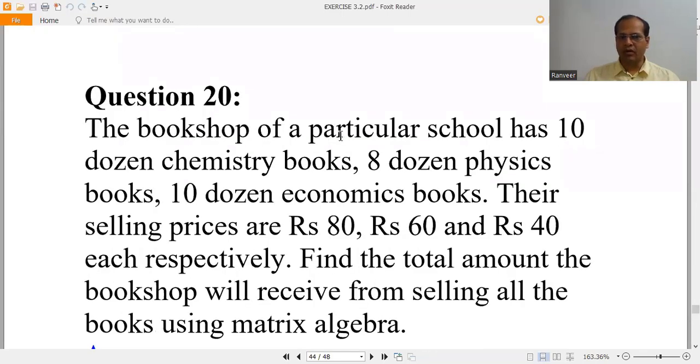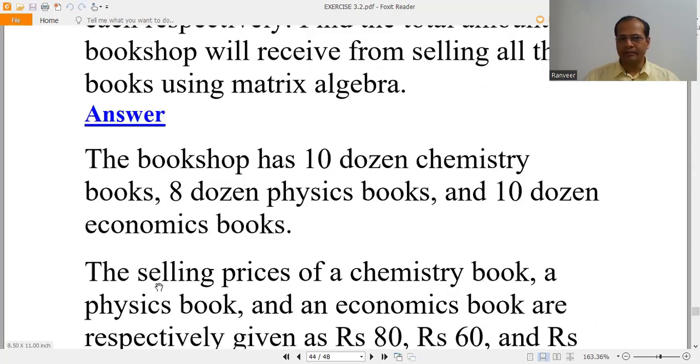A book shop of a particular school has 10 dozen chemistry books, 8 dozen physics books, and 10 dozen economics books. Their selling prices are 80, 60, and 40 rupees each. Find the total amount the book shop will receive from selling all the books using matrix algebra.